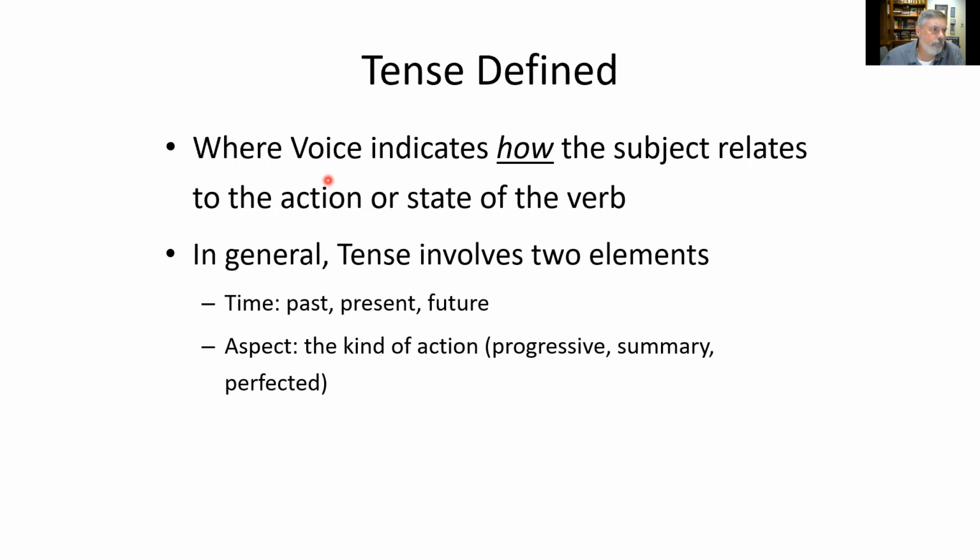Tense, where the voice indicates how the subject relates to the action or state of the verb. In general, the tense involves just two elements. We've already mentioned time, past, present, or future, and aspect. Aspect is the kind of action.